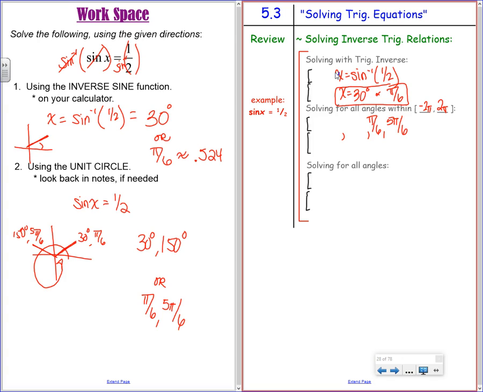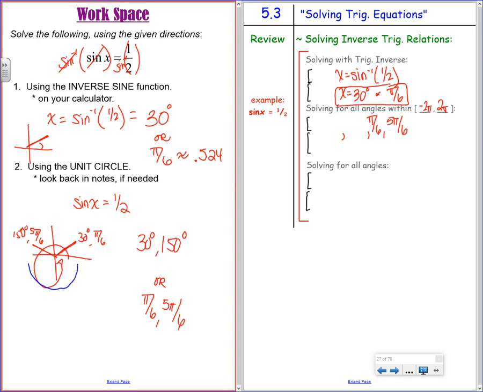If I was to go this direction, are there any angles in the fourth quadrant? How about the third quadrant? How about the second quadrant? Okay, well, what angle would that be if I went negative this many? Negative 7 pi over 6. Good. It is at 5 pi over 6 if I went the positive way.